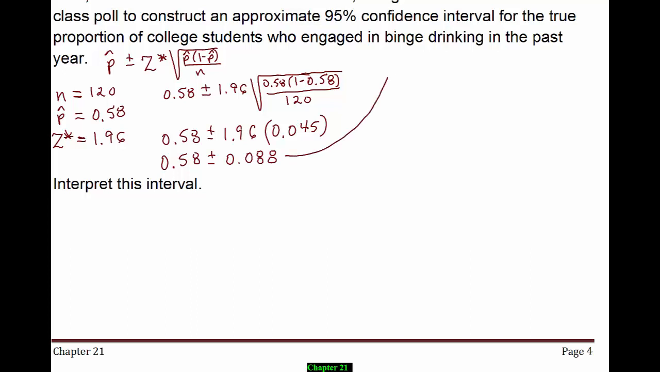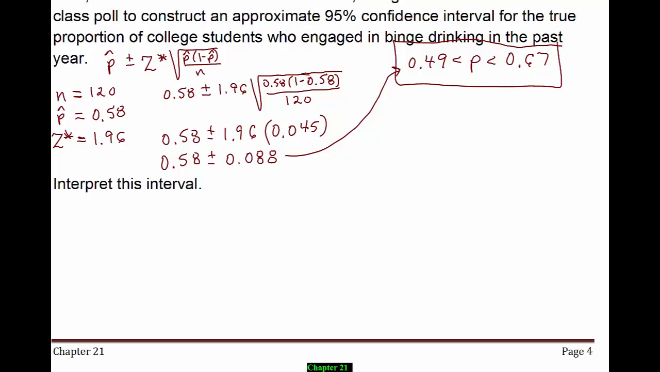Putting this together into our confidence limits, we have 0.58 minus 0.088, which is 0.49, and our upper bound is 0.58 plus 0.088, and that's 0.67. So this is our 95% confidence interval using our more refined formula.